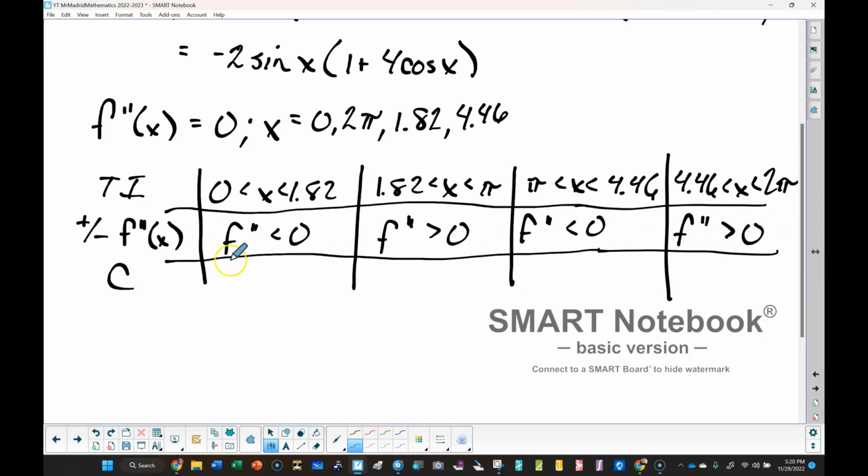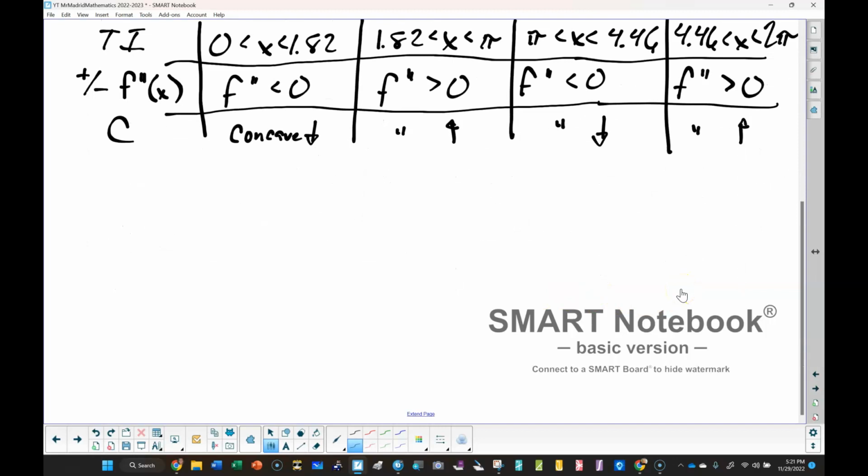So based off of this, and the reading in the section, you would conclude that this is concave downward. This one would be concave upward. This one would be concave downward, and this one concave upward.